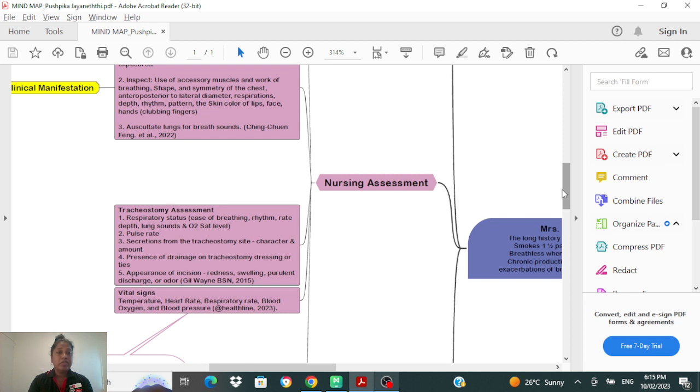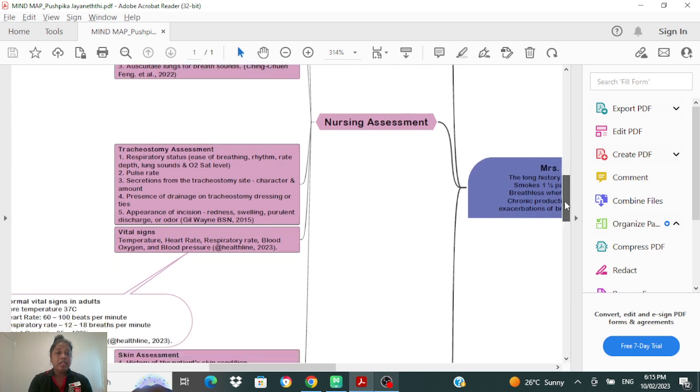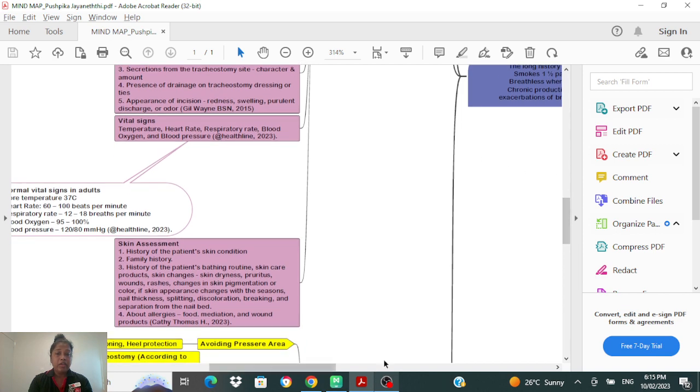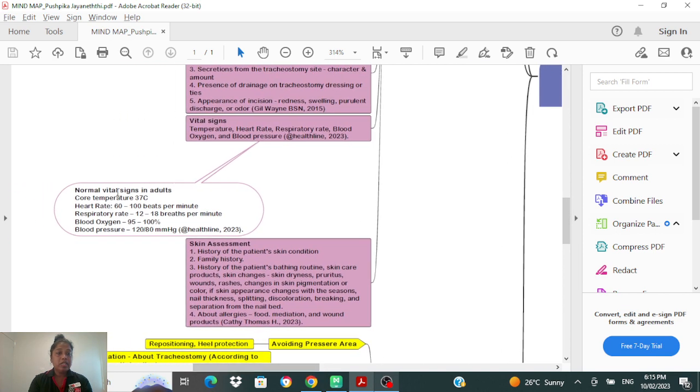Next one is going to be tracheostomy assessment. So just assess tracheostomy secretions from the tracheostomy side, presence of drainage, tracheostomy dressing, notice appearance, incisions, redness, swelling, and any discharge or odor. And I just put here vital signs just to make sure it comes with the head-to-toe assessment. And if you see here, this is the normal range of vital signs.